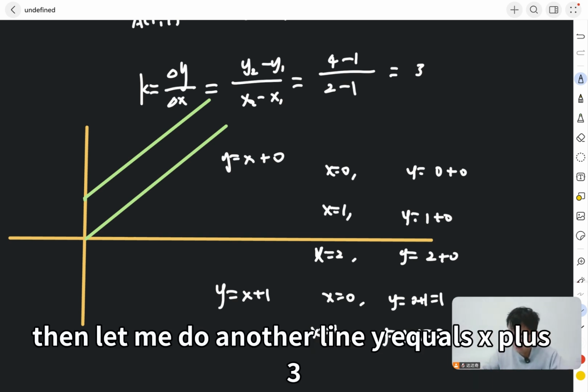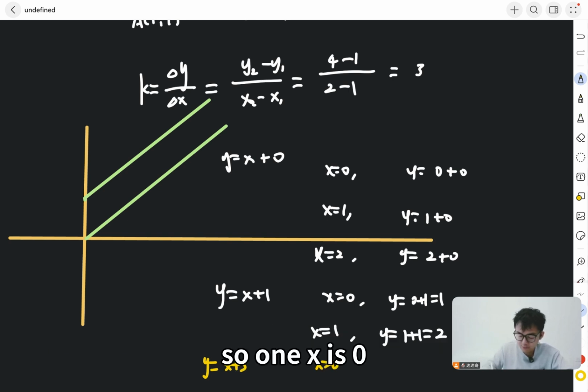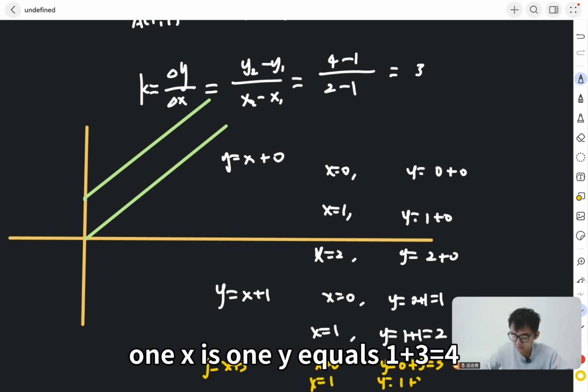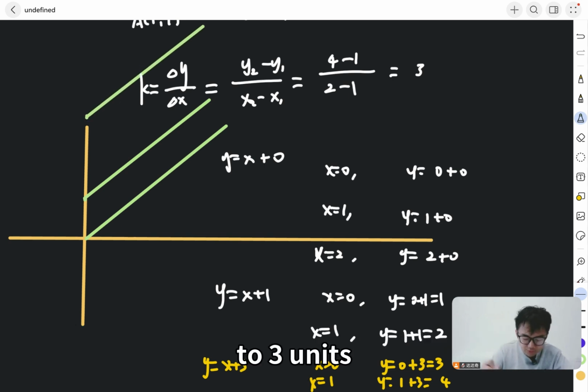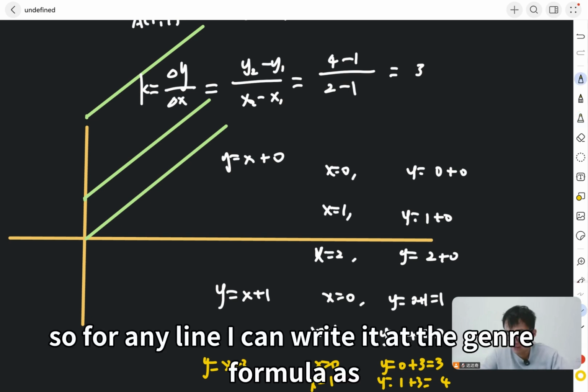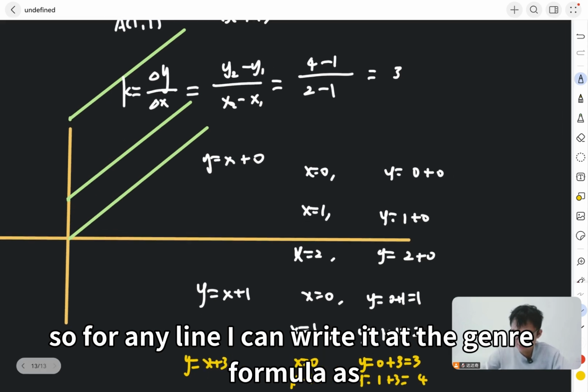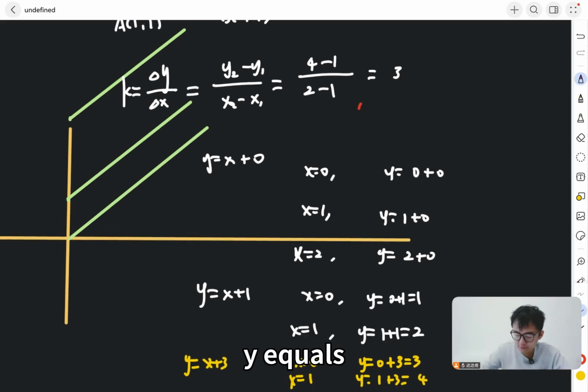And let me do another line. y equals x plus 3. So when x is 0, y equals 0 plus 3 equals 3. When x is 1, y equals 1 plus 3 equals 4. So it looks like I'm moving the straight line up 3 units. So for any line, I can write the general formula as y equals kx plus b.